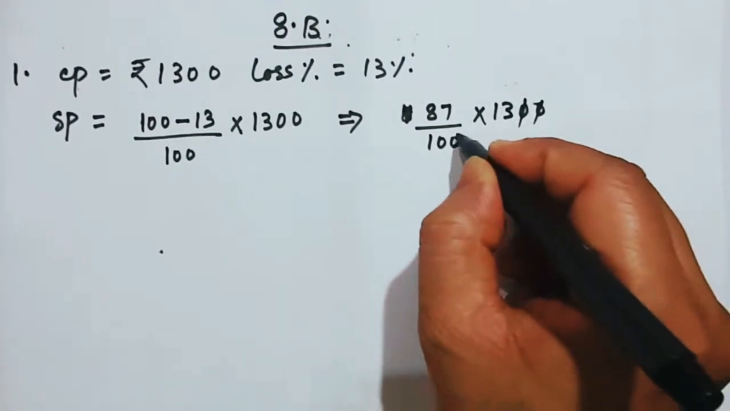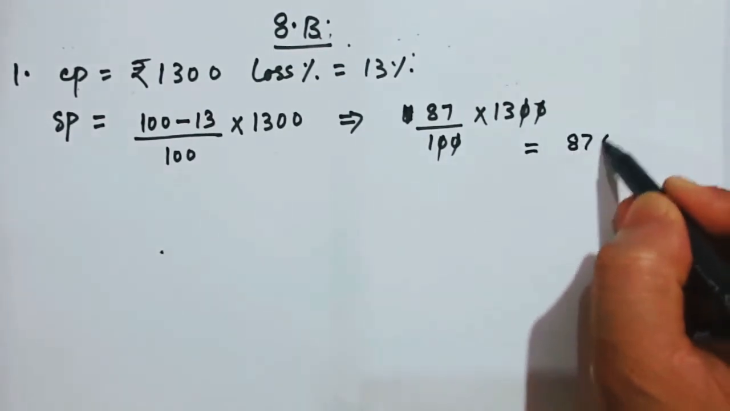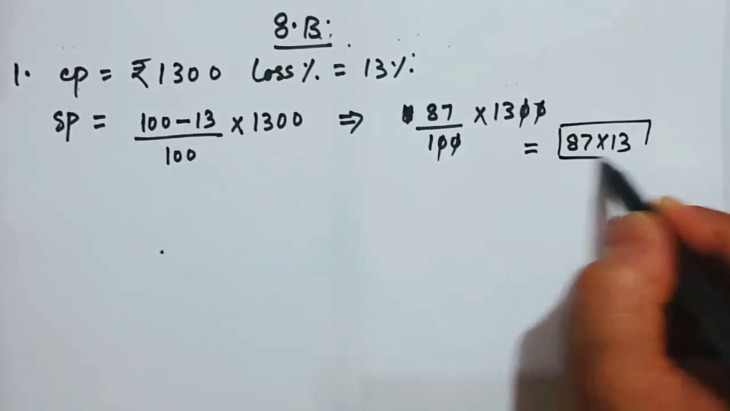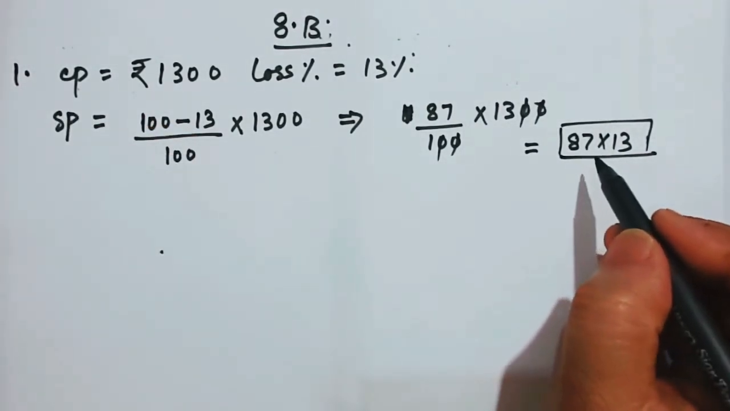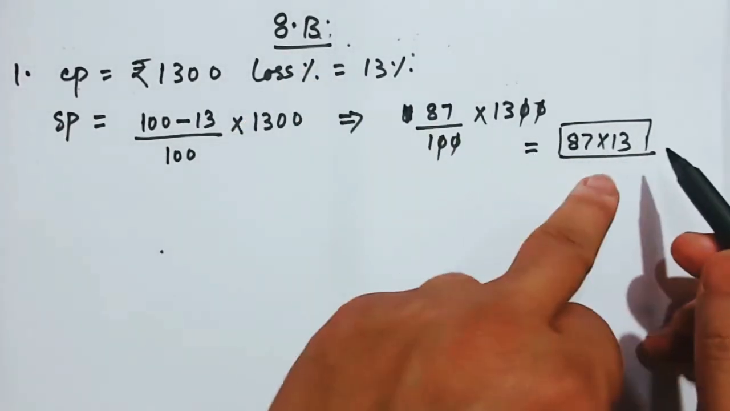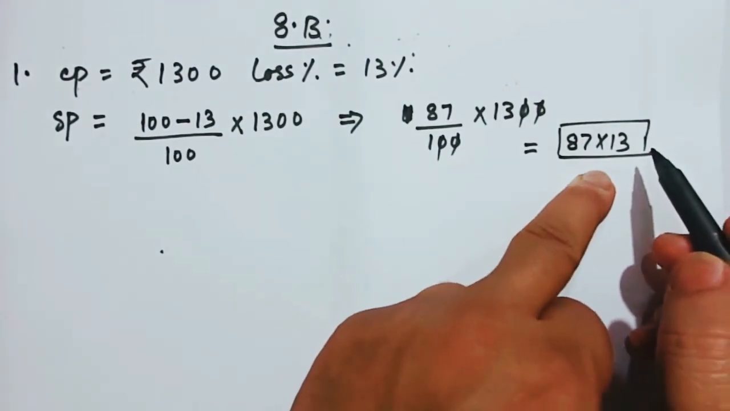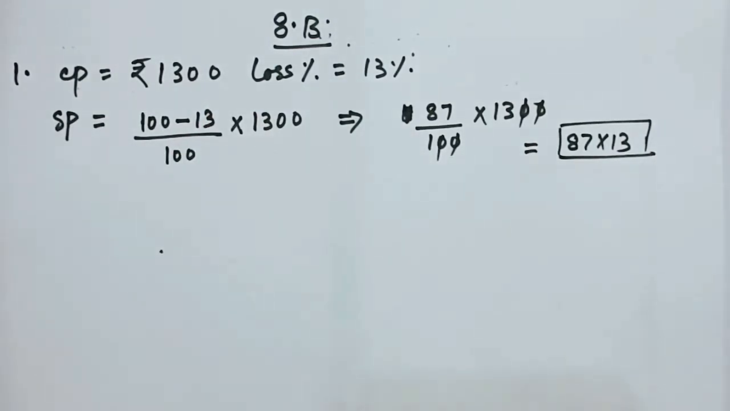So here you can find the value of 87 times 13 and you will get your answer, that is the selling price. And naturally, when you have loss, the selling price will be less. So 87 into 13, how much are we going to get? 87 into 13, 21, 24, 26 and 87.